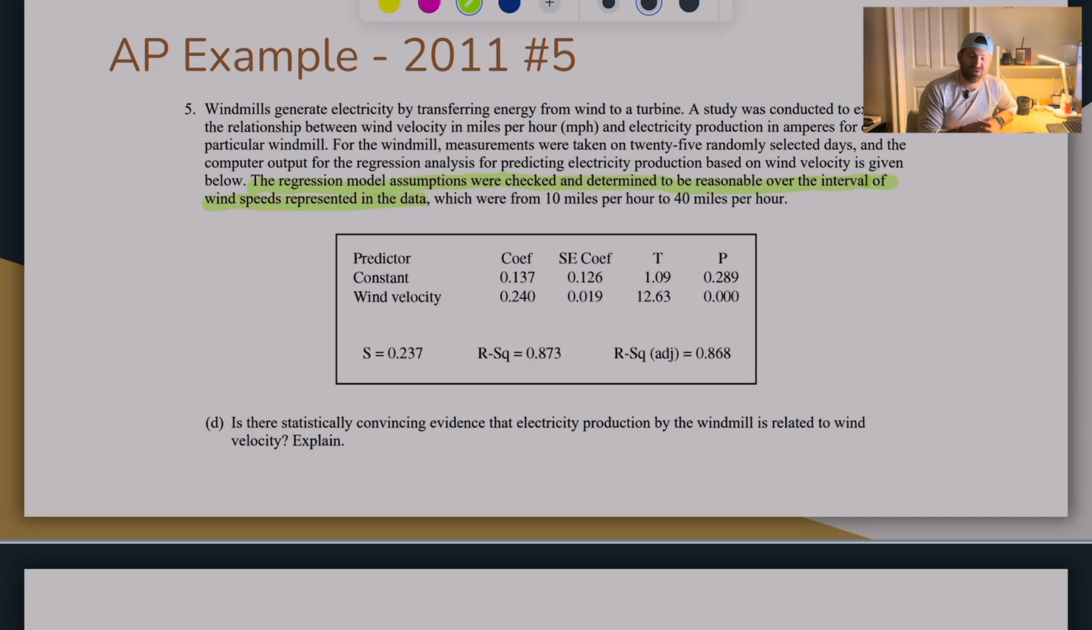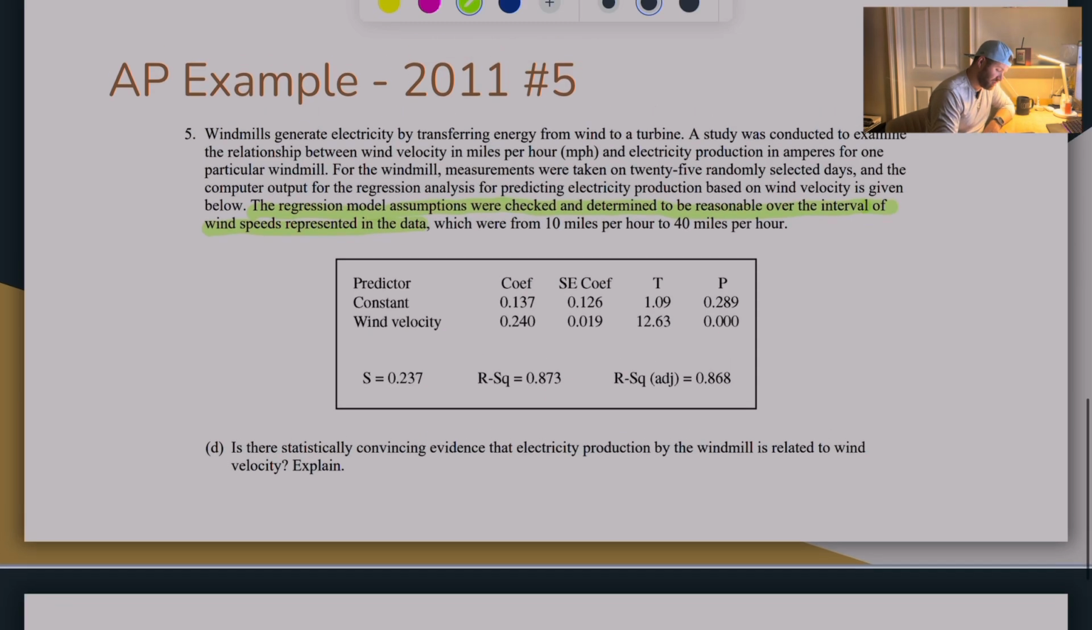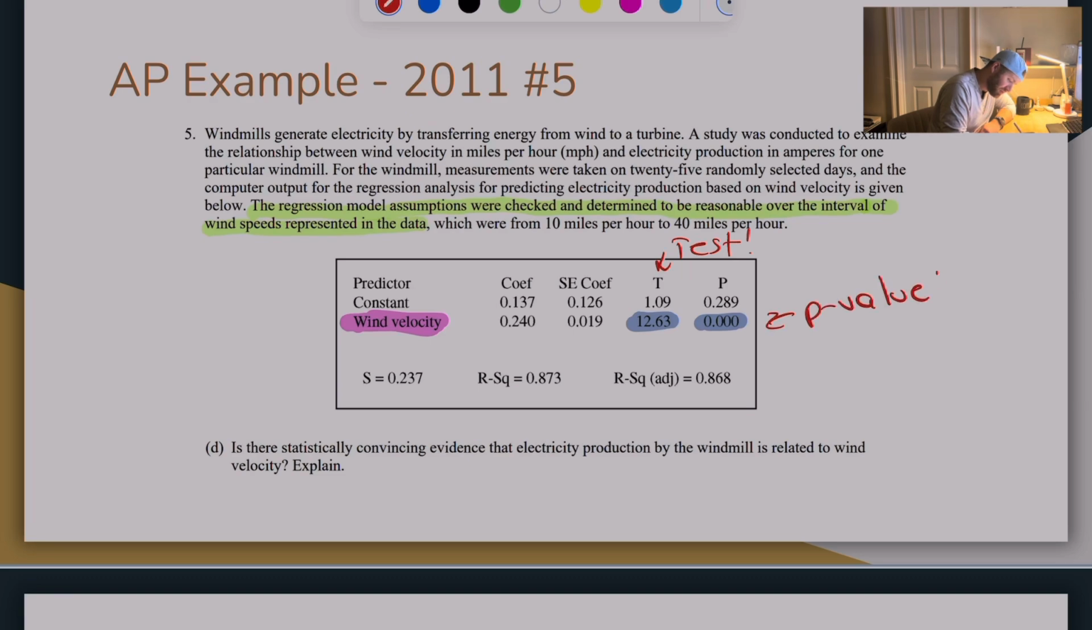Now, I'm not going to go through and do the whole hypothesis test here because you don't actually have to. Is there convincing evidence of electricity production? If I take a look here, this is my slope, right? This row represents my slope. I have the coefficient, I have the standard error, I could do the division, but everything I need is right here. The T column is your hypothesis test. This right here is the test statistic, and this right here is the p-value.